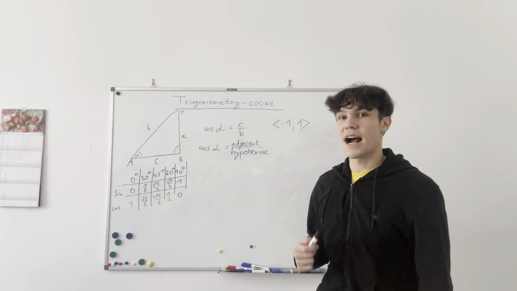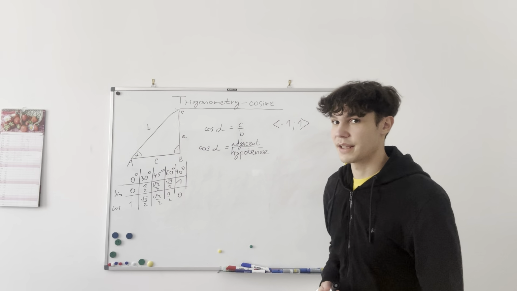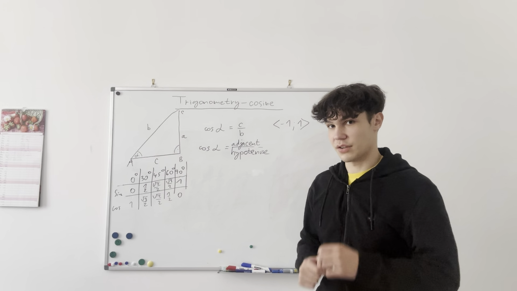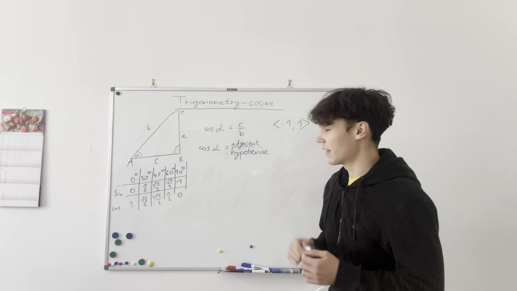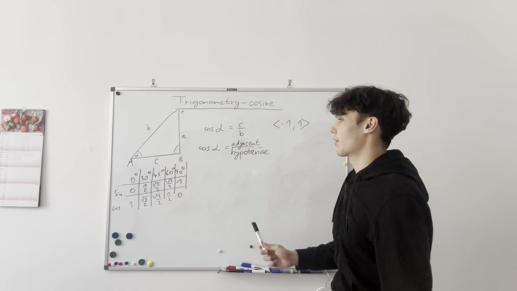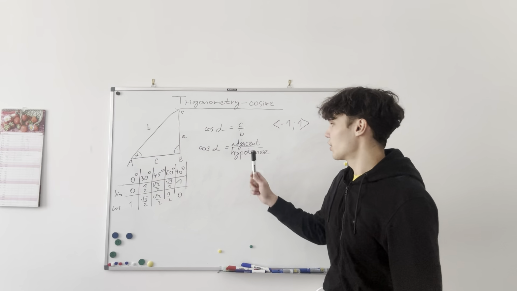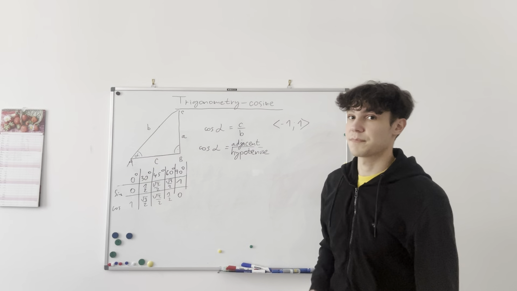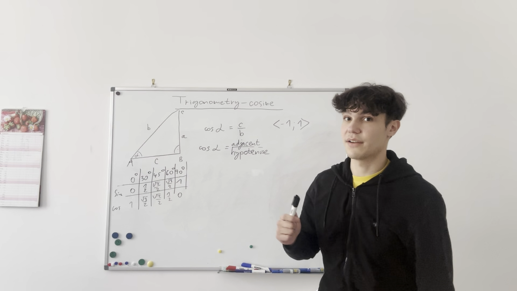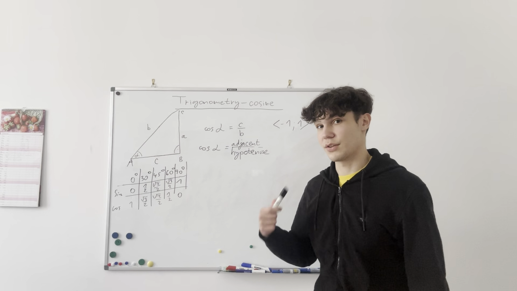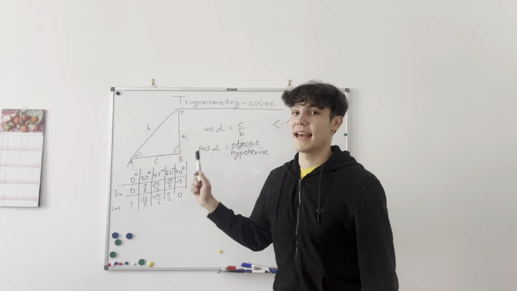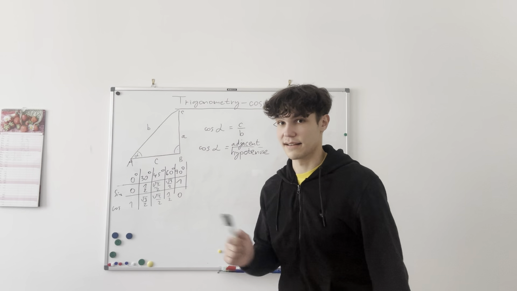In this video, I'm going to cover cosine. Cosine is one of the fundamental trigonometric functions, and it is defined as the ratio of the adjacent side to the hypotenuse. Whenever we are using cosine, and this applies to sine and every other trigonometric function, we always need a triangle with a 90-degree angle.